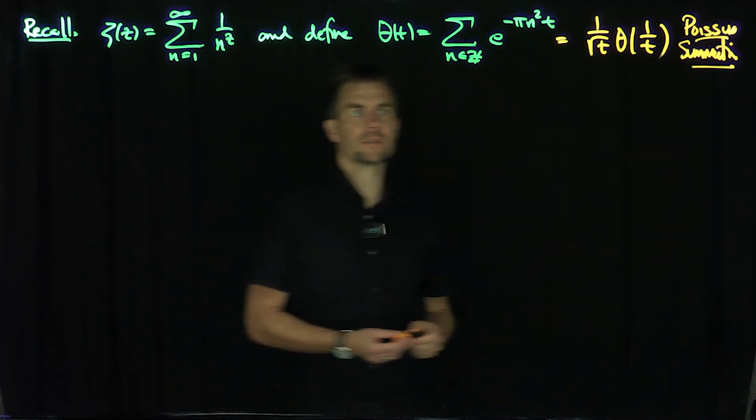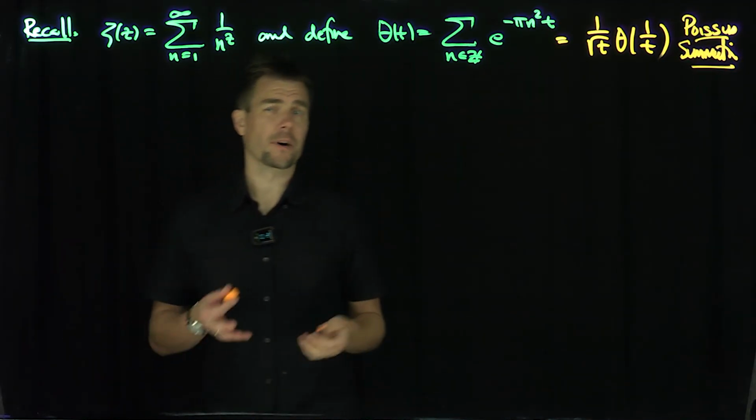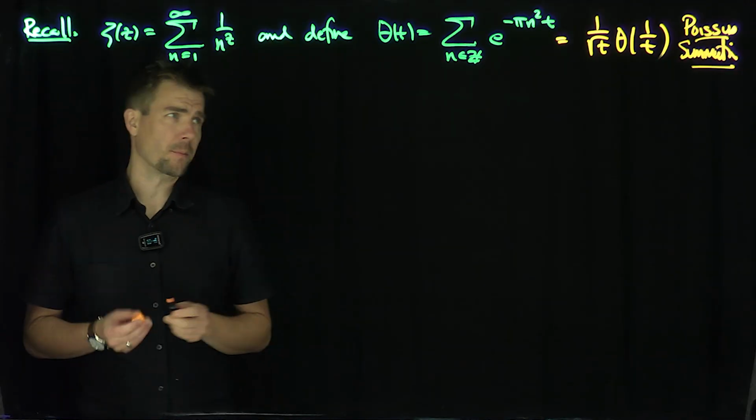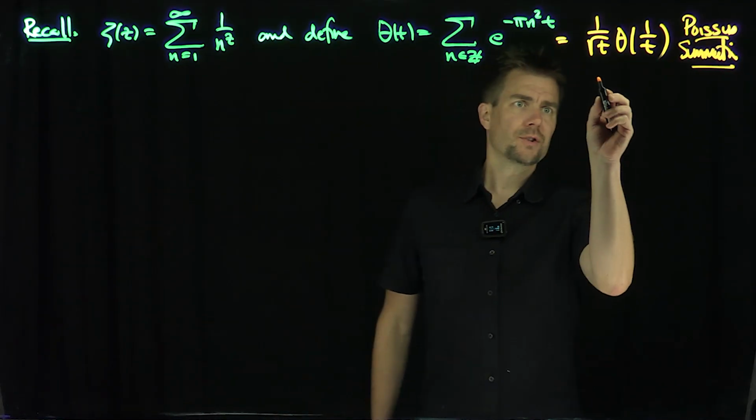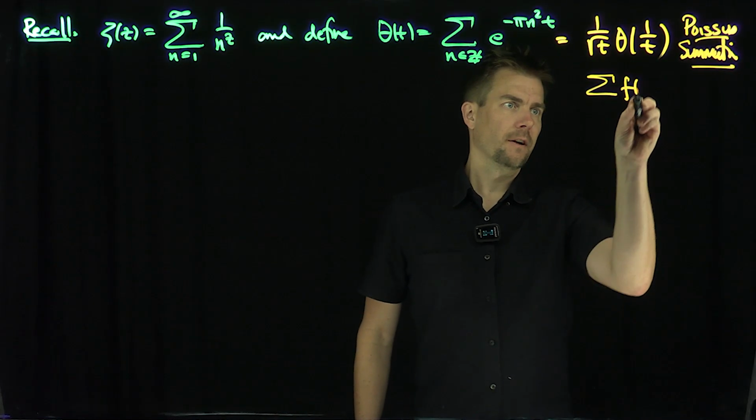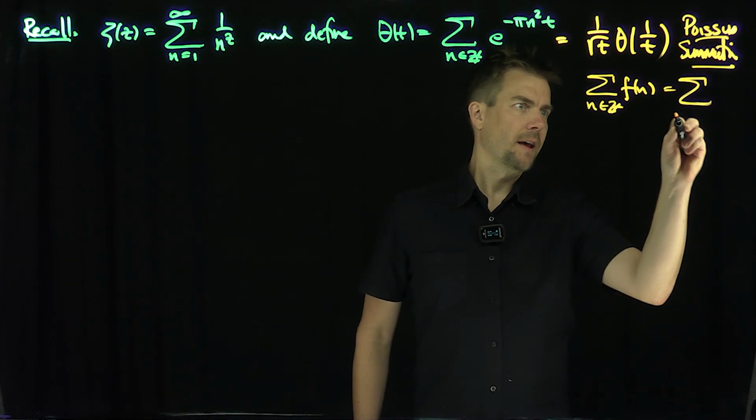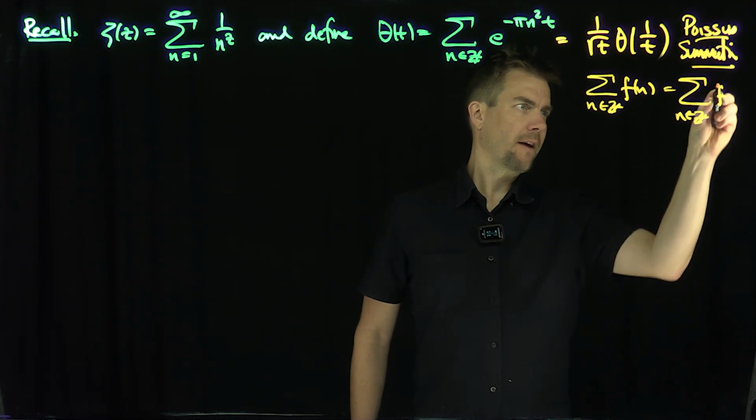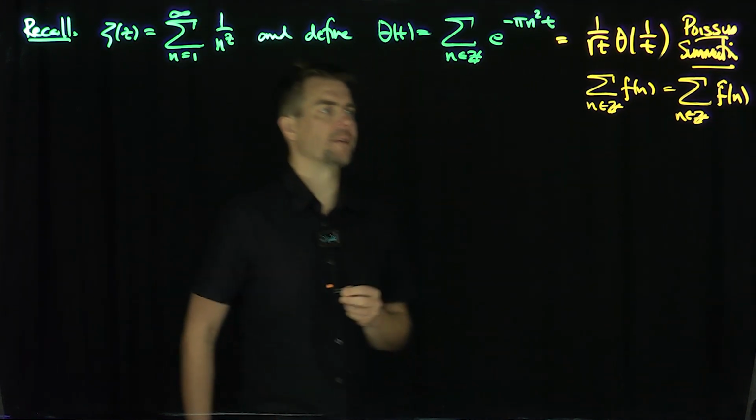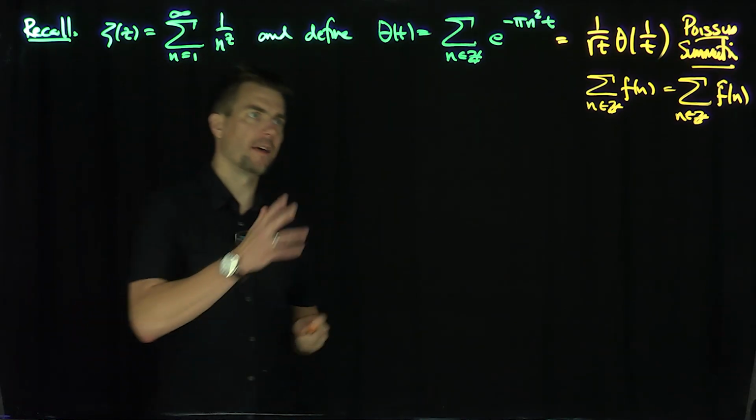Okay, excellent, because I know the Fourier transform of the Gaussian itself, right? So I rescale a Gaussian, I get exactly this formula. Remember that Poisson summation says that if I have a reasonably defined function, the sum over n in Z of f of n is equal to the sum over n in Z of f hat of n. That's the Poisson summation. So I use that in this theta function.